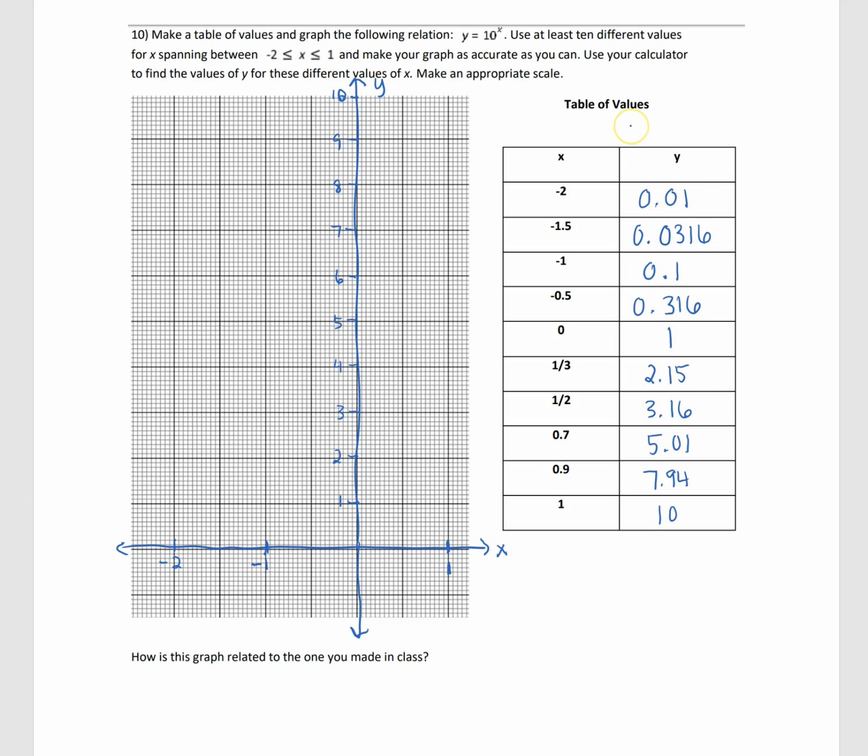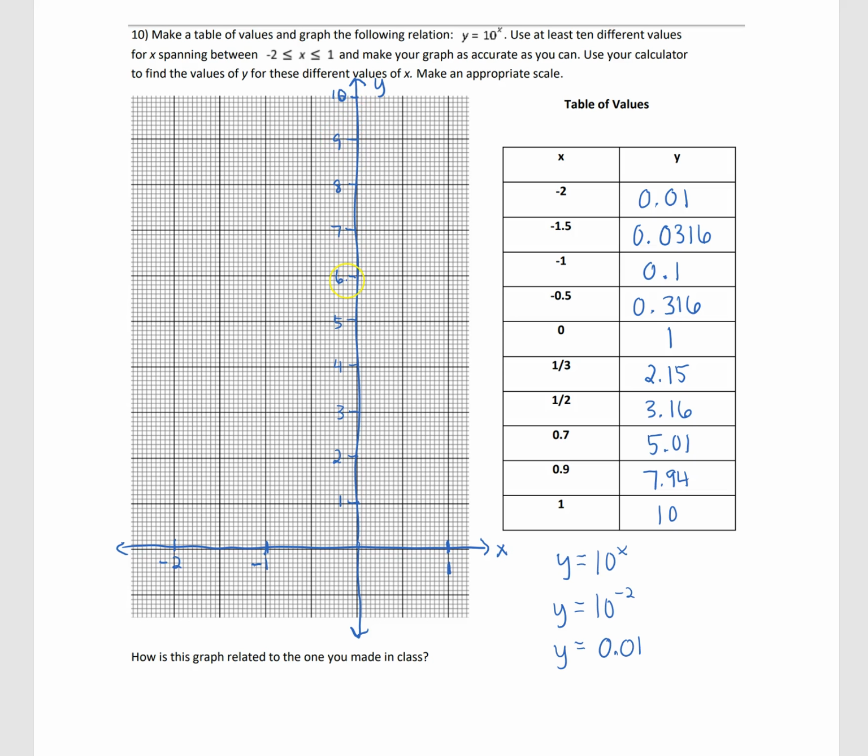So our function is y equals 10 to the power of x. For this first point, for example, it's y equals 10 to the power of -2. 10 to the power of -2 is 0.01. So that's our y value for -2. I've just done this using all these x values. Some of these I've rounded, so see if you can get the same values here.